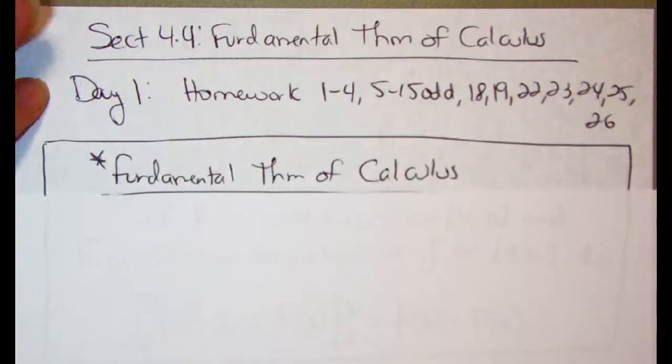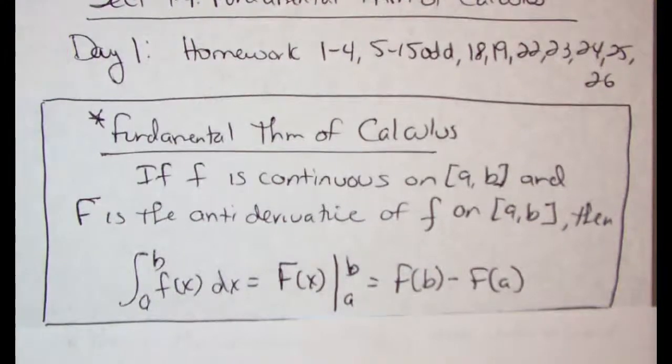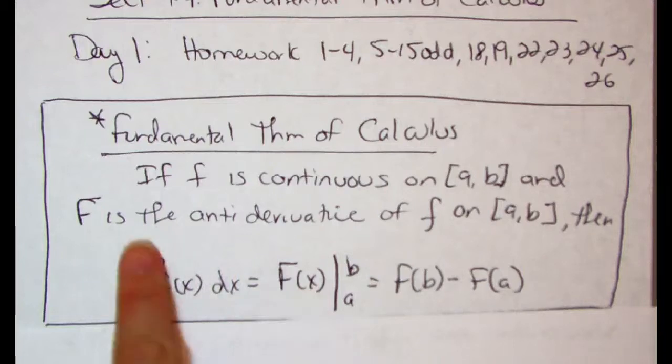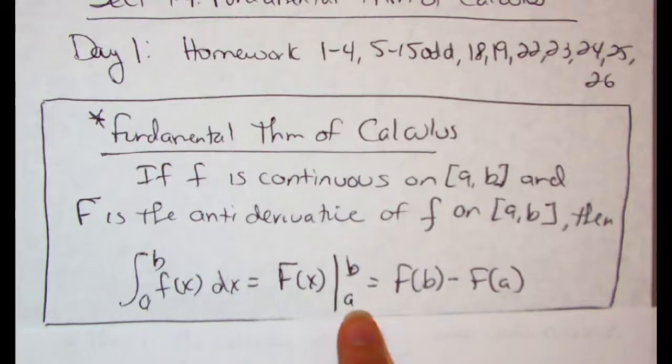So let's begin. The fundamental theorem of calculus states that if f is continuous on the closed interval a through b, and capital F is the antiderivative of f on the closed interval a through b, then the integral of f of x from a to b equals the antiderivative, capital F of x, evaluated from a to b, which equals F of b minus F of a.